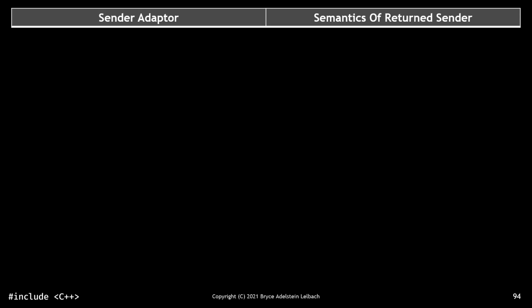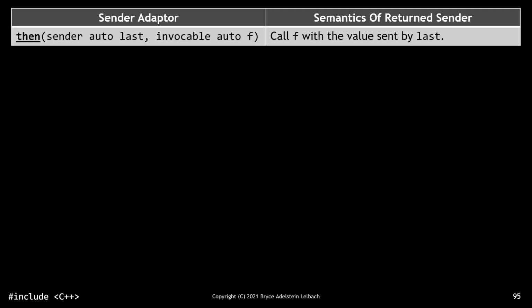Now, let me show you some of the most important sender adapters. Then takes an invocable, f, and calls it with the values sent by the prior sender. The sender returned from then will send the results of the invocation of f. This is how you attach a continuation to a sender.